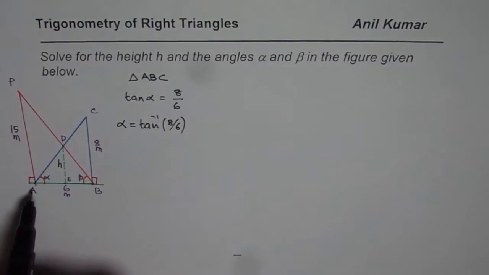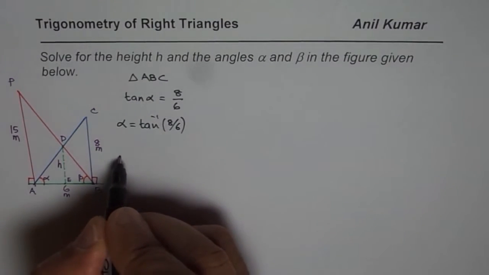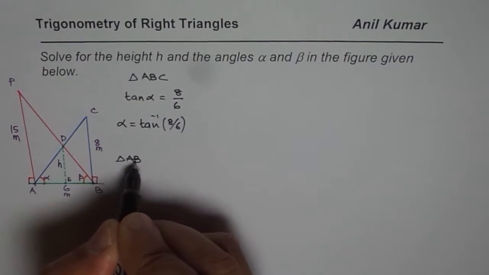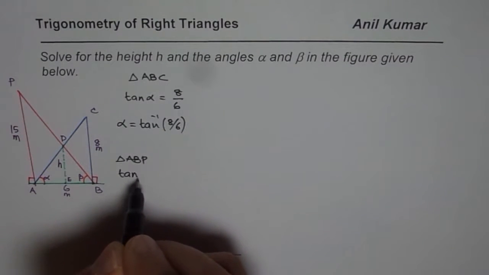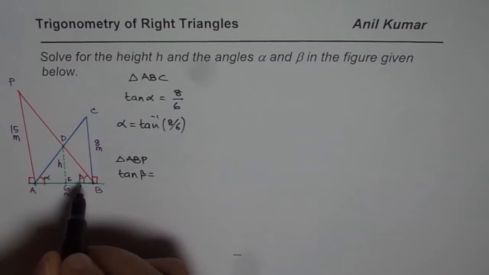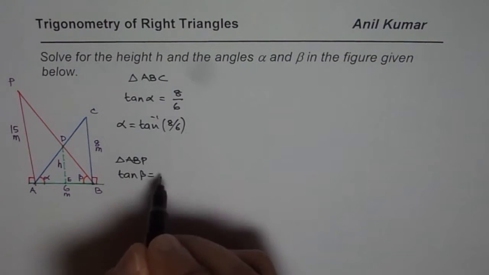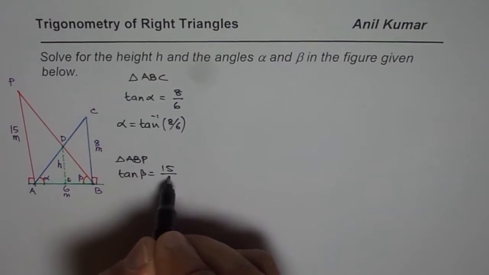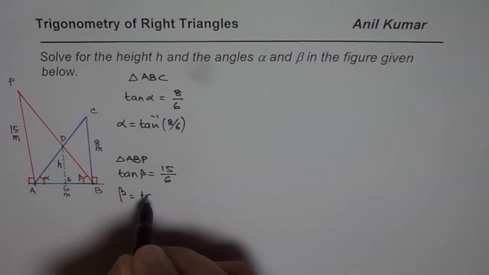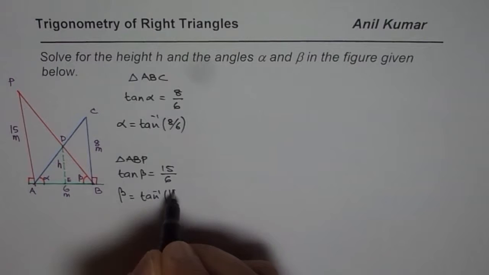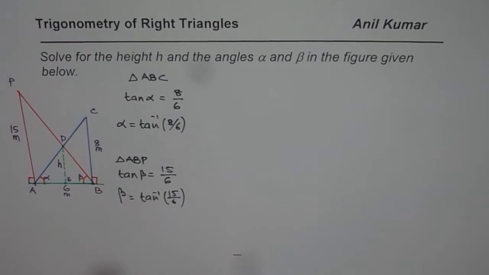Now let's consider the triangle ABP. In that triangle, you can say that tan beta is equal to the opposite side of 15 divided by the adjacent side, 6, correct? Exactly the same steps. So we get beta equals tan inverse of 15 over 6. So we can find both the angles using tan inverse, right? So let's use the calculator now and find the answers.